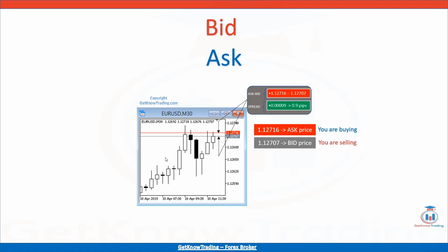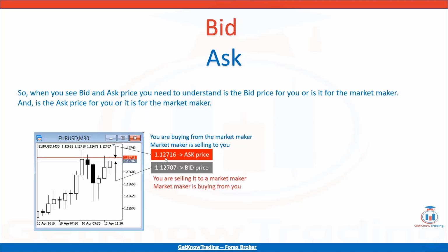What is important is that you need to understand that you, as a trader, buy or sell a currency pair from the market maker, or a broker who is acting as a market maker. So when you see bid and ask price, you need to understand: is the bid price for you or is it for the market maker? And is the ask price for you or is it for the market maker?